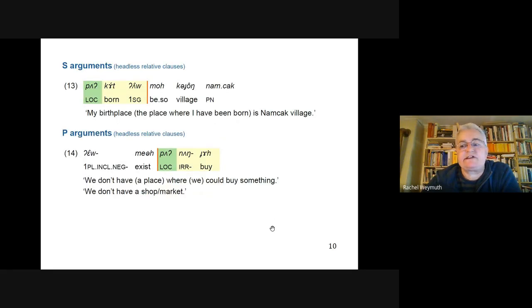These constructions are also used as S arguments. My birthplace is Namchak village, so my birthplace, the place where I have been born, is Pakert Au. Then also for P arguments, here the literal meaning is we don't have a place where we could buy something, but we can simply translate: we don't have a shop or market.